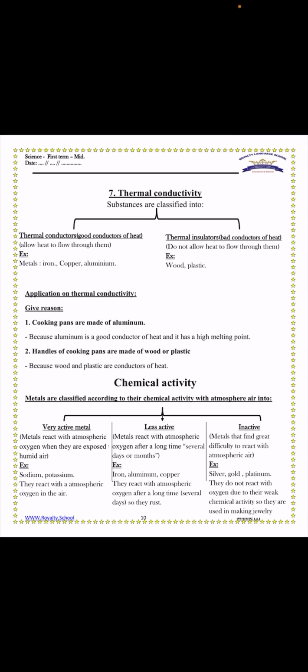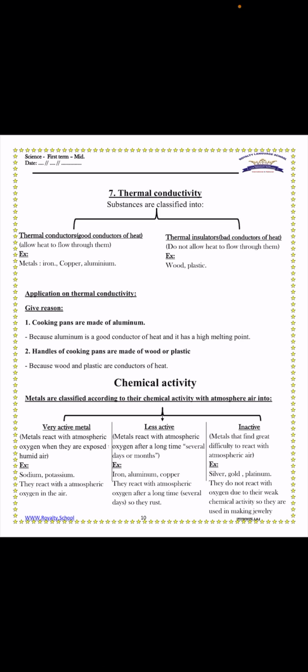The last physical property is thermal conductivity. Okay? Substances are classified according to conductivity of heat into good conductors of heat, or heat conductors, and bad conductors of heat, or heat insulators. Good conductors of heat are such as metals, iron, copper, aluminium. Bad conductors of heat don't allow the heat to flow through them, like wood and plastic.